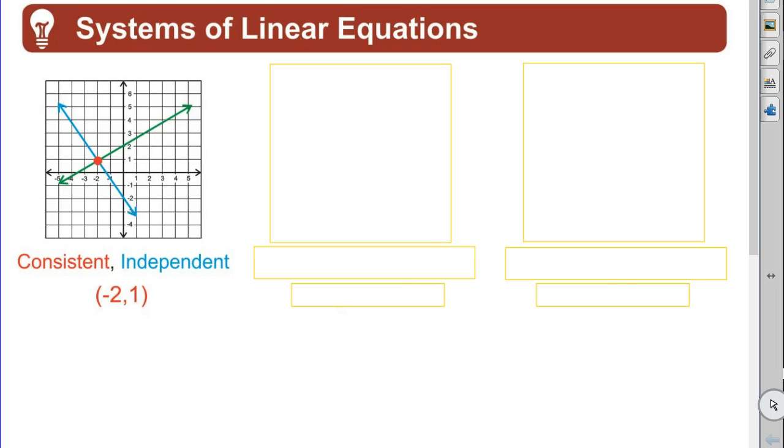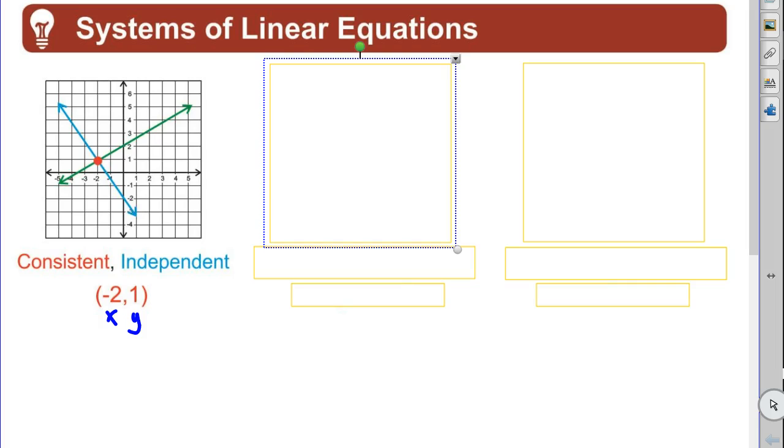And don't forget what the negative 2, 1 represents, right? The negative 2 is the x value, and the 1 is the y value. So negative 2 is the x, and 1 is the y. All right, and so consistent and independent.